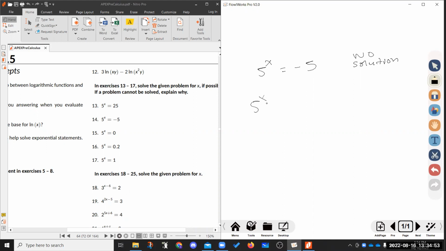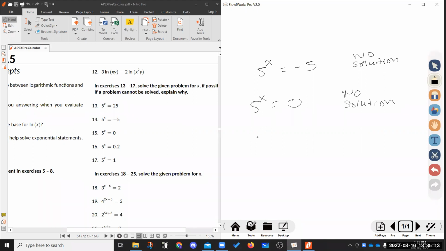5 to the x is equal to 0. Nope, can't do that. The only way that I multiply and get 0 is if I'm multiplying by 0, and I'm multiplying by powers of 5. I'm not multiplying by 0. So there's still no solution here. That 5 to the 0 would be 1.